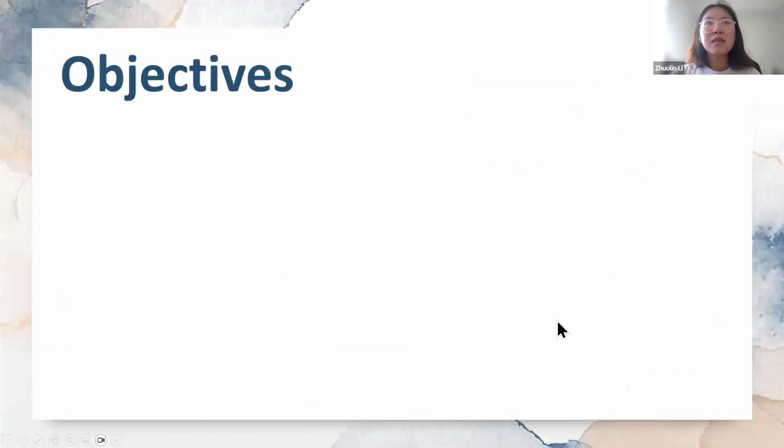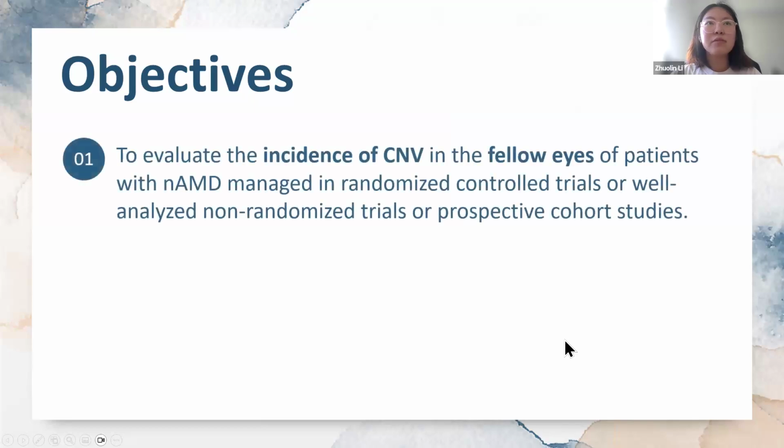Okay, let's move on to objectives. Our primary objective is to evaluate the incidence of CNV in the fellow eyes of patients with NAMD managed in randomized control trials or non-randomized trials or prospective cohort studies.